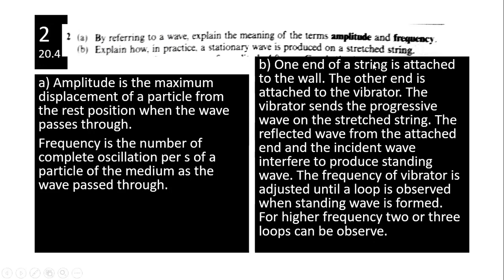We attach a string, one end to the wall and the other end to a vibrator. The vibrator sends a progressive wave on the stretched string. The reflected wave from the attached end and the incident wave interfere, producing a standing wave. The frequency of the vibrator is adjusted until a loop is observed when the standing wave is formed. For higher frequency, you have two or three loops. The key important point is the two waves must have the same speed, same wavelength, and travel in opposite directions.